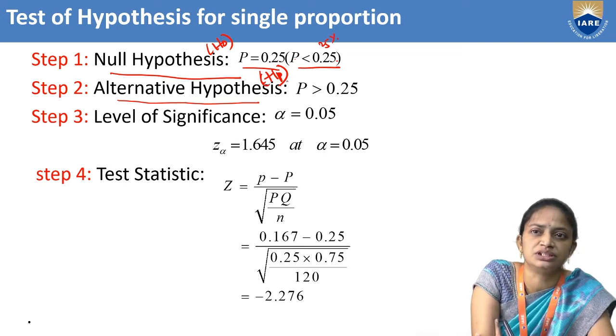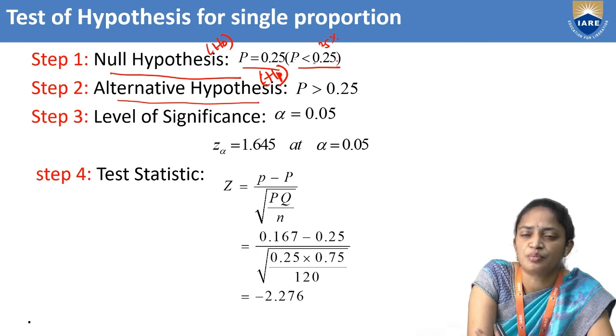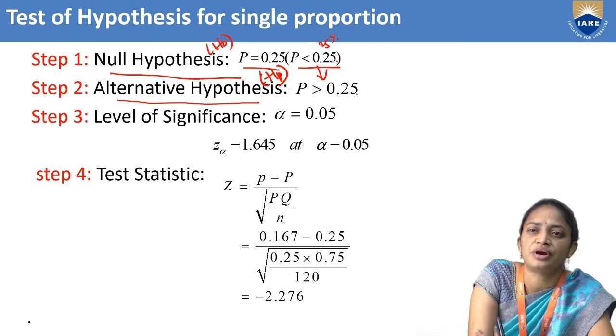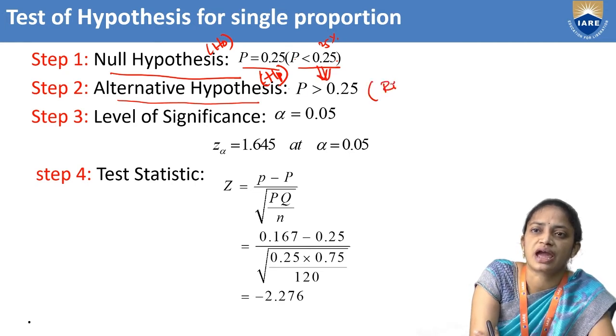Alternative hypothesis is denoted with H1, and this is nothing but the opposite of the null hypothesis, differs from the null hypothesis. So if P is less than 0.25, the alternative is P greater than 0.25. That means that is a right-tailed test. So P greater than 0.25 is a right-tailed test.